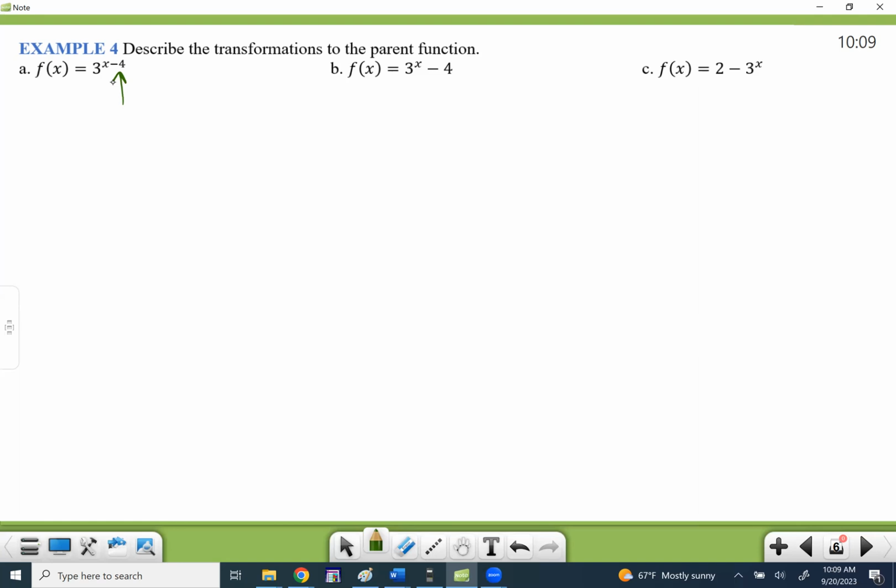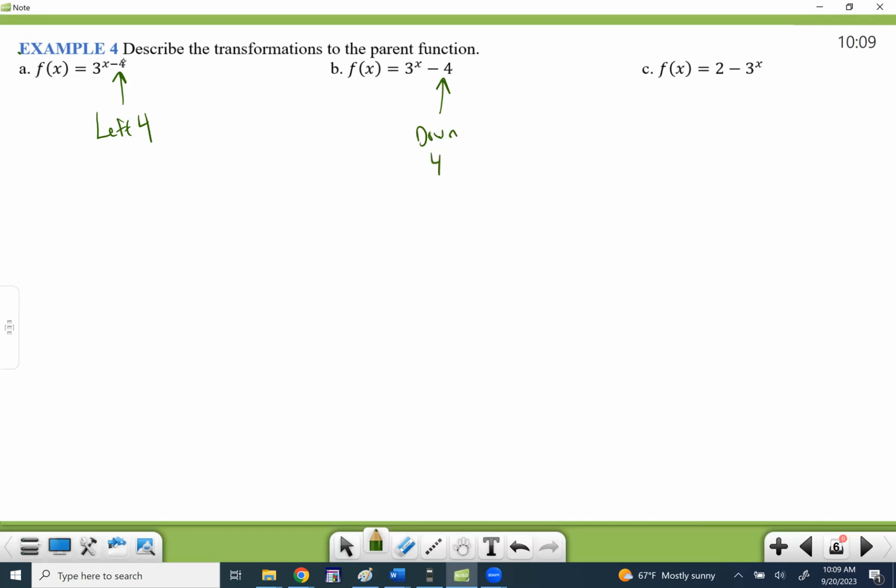Now, since this -4 is inside the function, it's not tacked onto the back end, this one lies. So instead of right 4, this is going to be left 4. A and B have a subtle difference. That -4 is just tacked onto the back end. It's not inside the function. So this one's telling the truth. This one's going to go down 4.